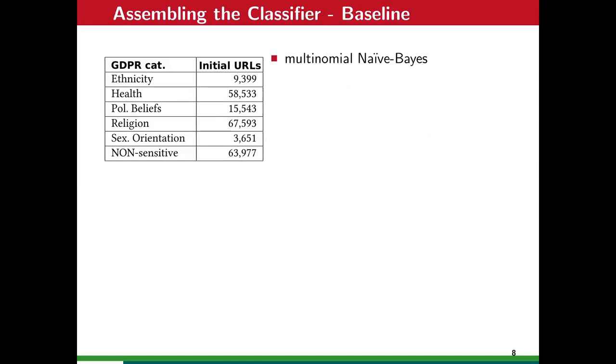In this table, we can see how the URLs from which we downloaded the content are spread across the 6 GDPR categories. To build a classifier, we use a multinomial naive Bayes algorithm, which allows us to train a single classifier that can predict multiple classes. We choose this algorithm because it is easy to train, it was previously tested on the Curly dataset with good results, and it is very fast. In the next slides, we will see why this last detail is extremely important.